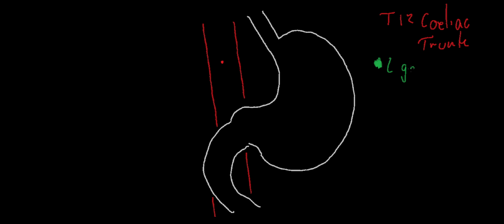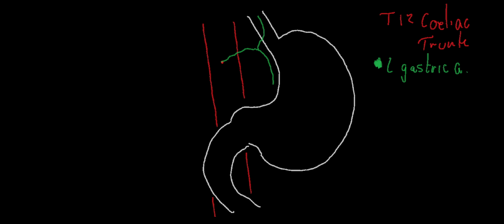Okay, so left gastric artery. And this will branch off from the celiac trunk right here, and it will traverse across the lesser curvature of the stomach to supply this area, and also give off an esophageal branch to help supply blood to the distal esophagus as well. So that's the left gastric artery.